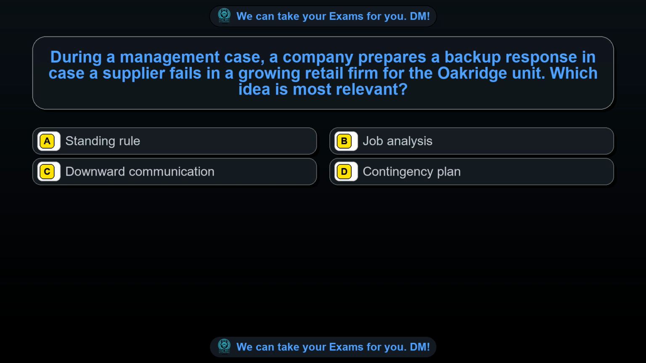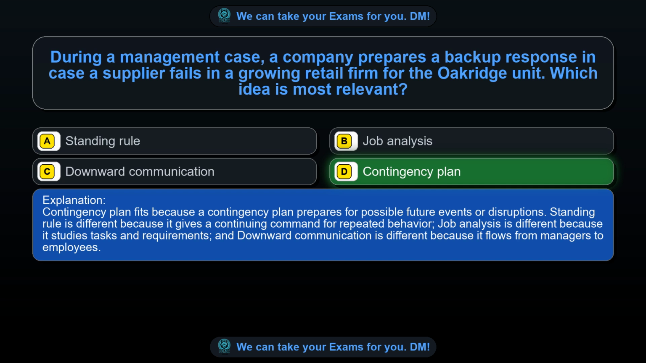Question 50. During a management case, a company prepares a backup response in case a supplier fails in a growing retail firm for the Oak Ridge unit. Which idea is most relevant? Option A, standing role. Option B, job analysis. Option C, downward communication. Option D, contingency plan. The correct answer is option D, contingency plan.